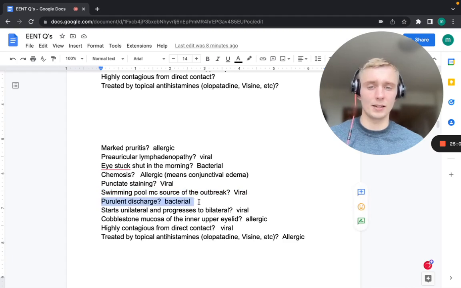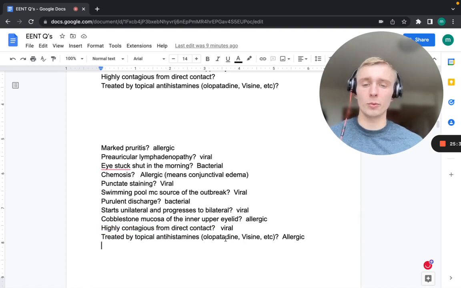Purulent discharge, bacterial of course. And like we said, starting unilateral and progressing to bilateral, it's going to be viral. Cobblestoning of the mucosa of the inner upper eyelid, classically allergic. Highly contagious from direct contact, viral, definitely. Treated with topical antihistamines like olopatadine or Visine, again, allergic.